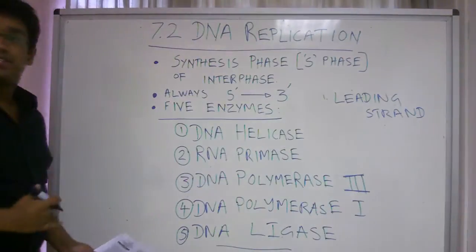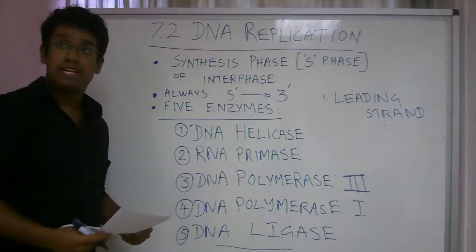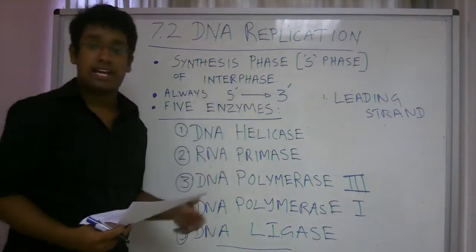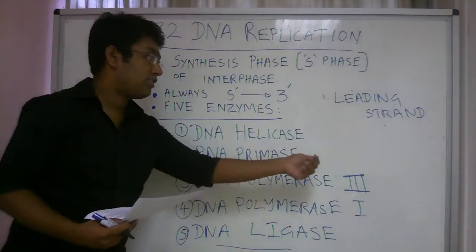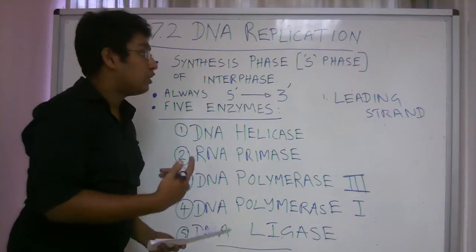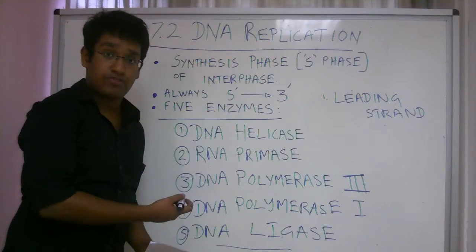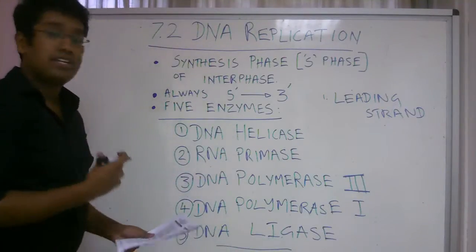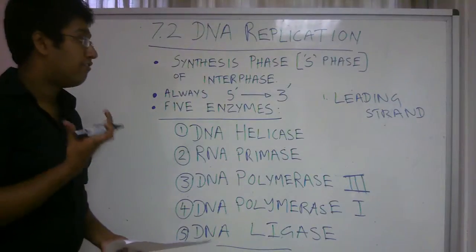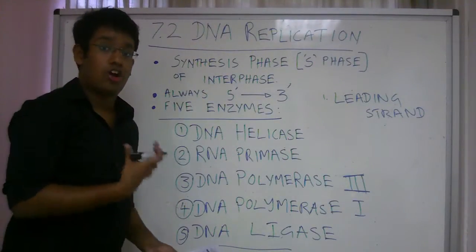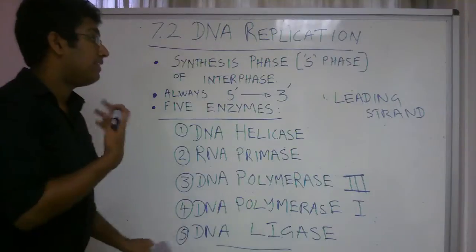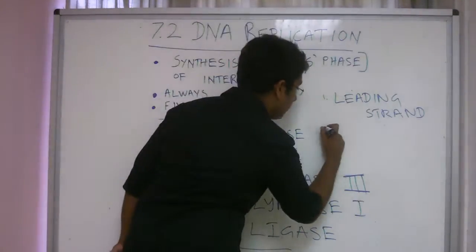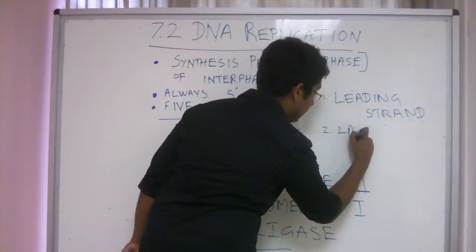While on the other strand, in order to carry out replication in a 5 to 3 direction, the DNA polymerase 3 molecule will be forced to move away from the replication fork. As a result, it produces short fragments of DNA called Okazaki fragments, and this particular strand will be known as the lagging strand.